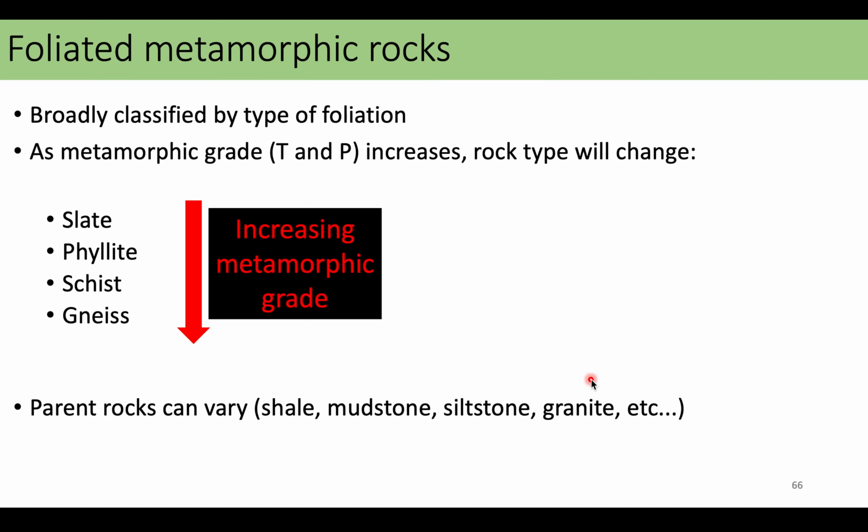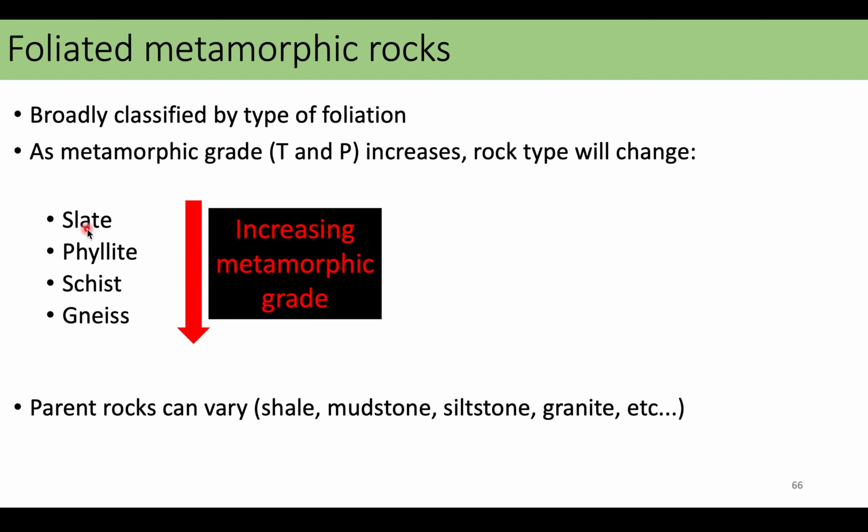So as the metamorphic grade increases, meaning as the temperature and pressure that formed that rock increases, the rock type changes. So metamorphic grade, we consider the amount of temperature and pressure that rock underwent during formation. So a metamorphic rock that underwent metamorphism, but it was a rather low metamorphism, would be something like a slate.